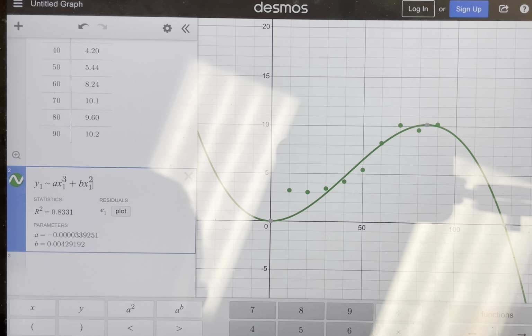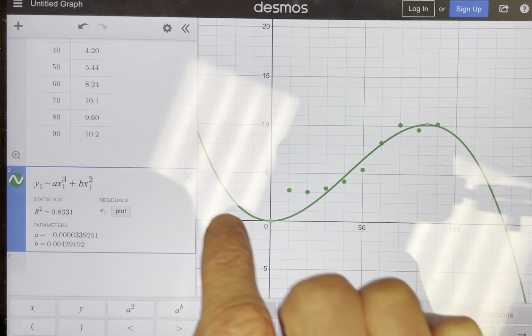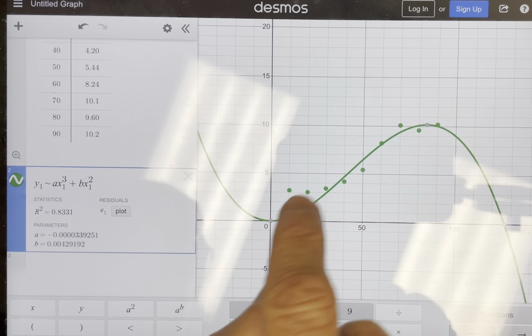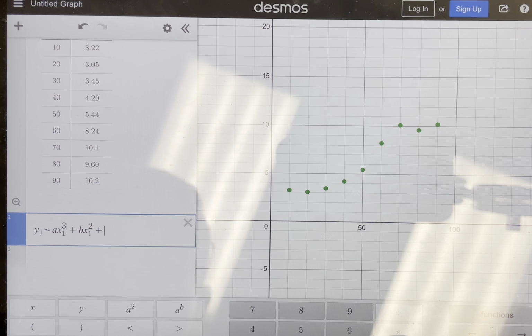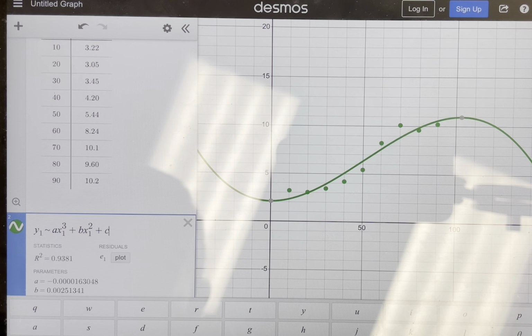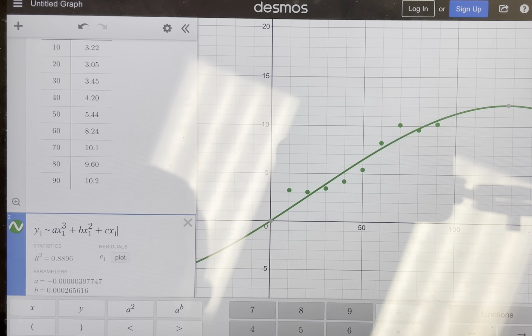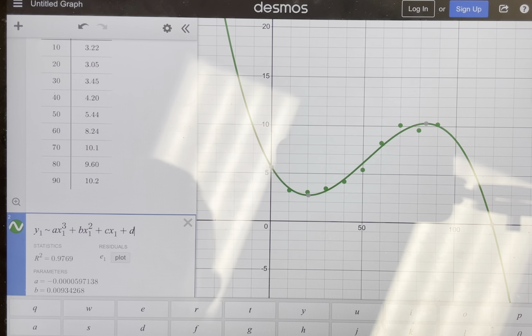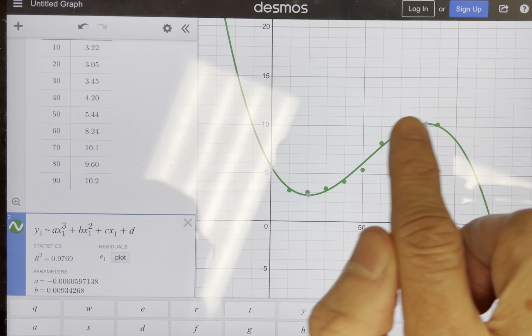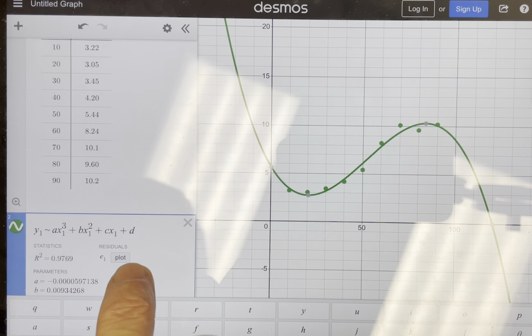Plus, see, it's already building a cubic for me, beginning to look about how to build a cubic because I started with a cubic here. Plus c x1, and then plus d. Gotta find my d again. Okay, there we go. So there is the cubic model it built for me.